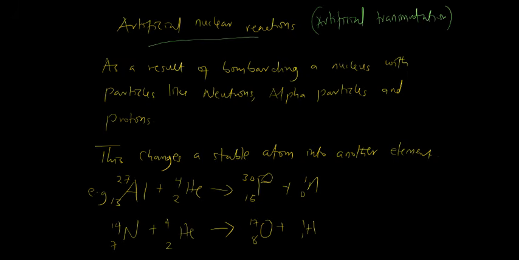So this one is artificial in the sense that you take a normal stable nucleus and bombard it with radiation, and when it is bombarded with radiation, it gives a different nucleus. That one is naturally unstable, without being bombarded with anything, and then becomes stable. This one, as we wrote here, is as a result of bombarding a nucleus, mostly a stable one, with radiations like neutrons, alpha particles and protons.